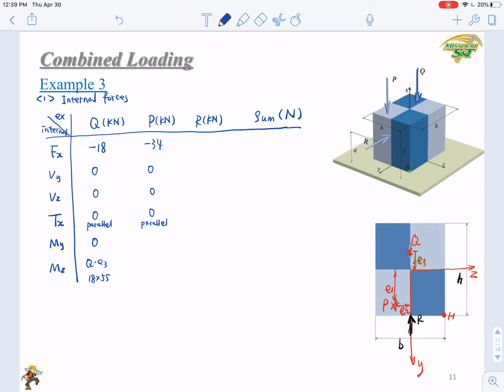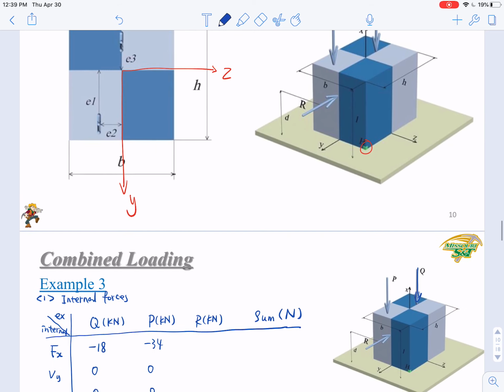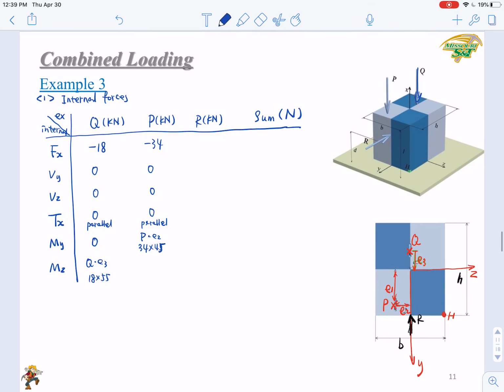Then how about My? My is not on y-axis, right? It has the arm that is E2, right? So here you will have My components. The P will have a My component that is P times E2, or 34 times 45. E2 is 45. Okay.